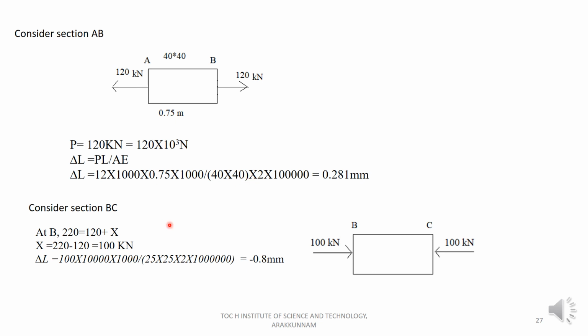Now consider the section BC. I took 120 kilonewton, so the remaining 100 we have to mark here. It is acting towards right, that means compressive in nature. So 100 will appear on both sides. So the delta L is equal to minus 0.8 mm since it is compressive in nature.